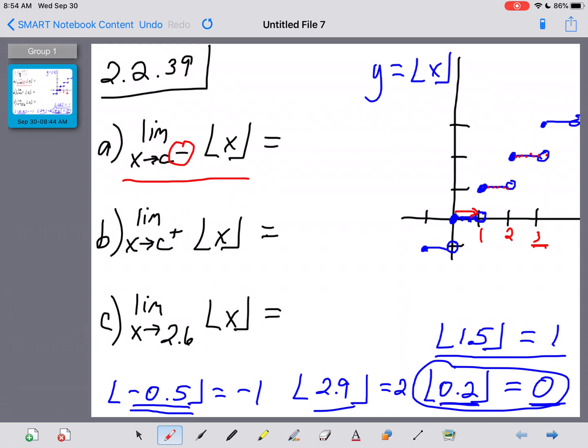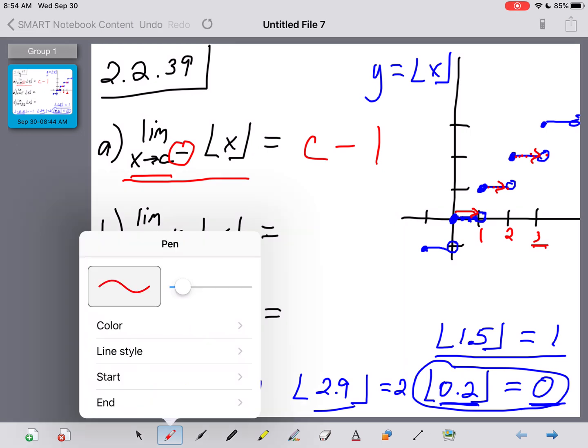So that's our left-hand limit, I should say. All of these are being read from left to right. So if we're taking the limit as x approaches c from the left, our answer is going to be one integer less than c, which we would denote as c minus 1. Okay, now let's work on the second part right here. The limit as x approaches c from the right of the same function. So I'm going to switch to purple here for this one.